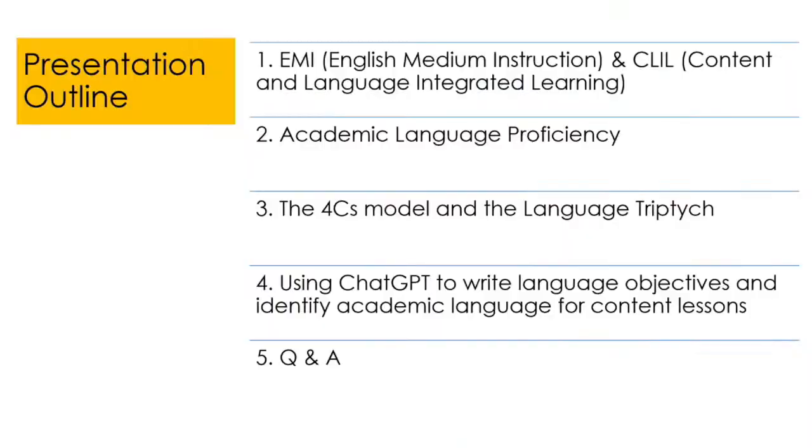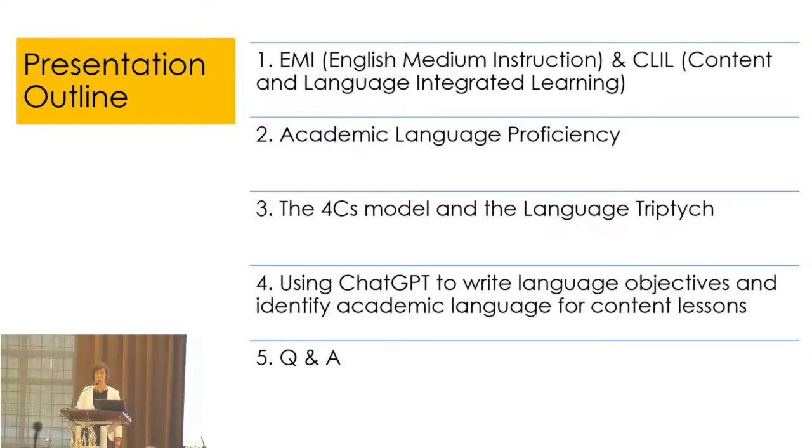In my presentation today, I'm going to cover these points. First, I'd like to give a very brief overview of EMI and CLIL. Next, I'm going to talk about academic language proficiency, the academic language proficiency of your subjects, science and maths. Next, I'm going to share with you an internationally known model called the 4Cs, and introduce a concept called the language triptych.